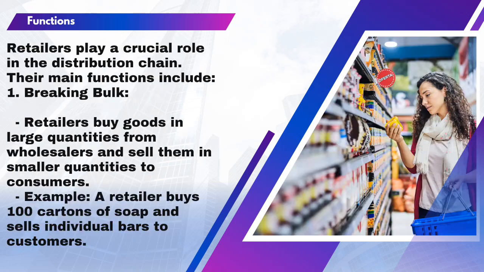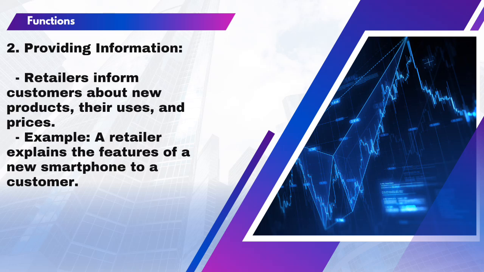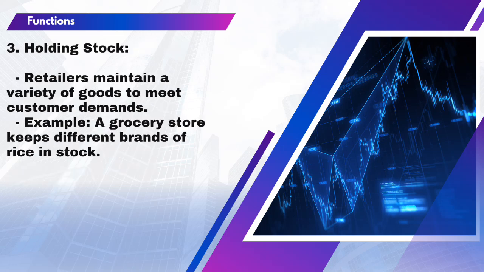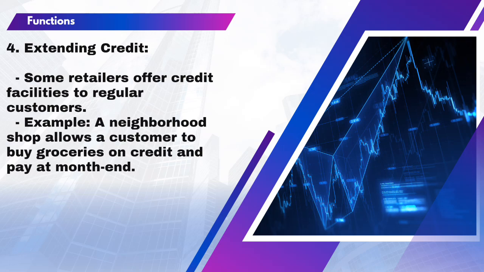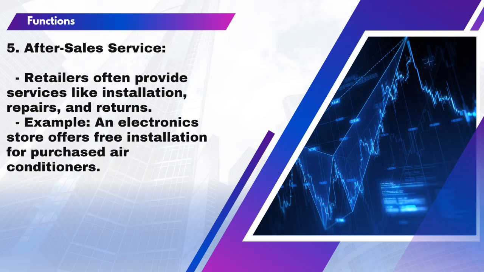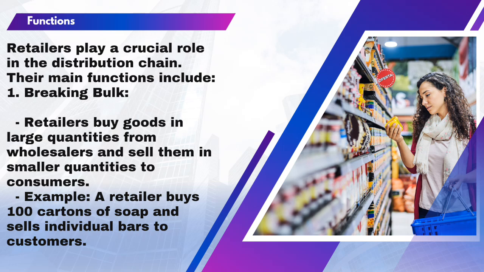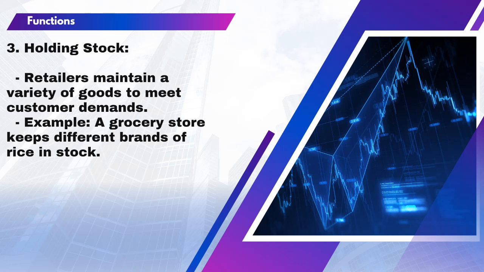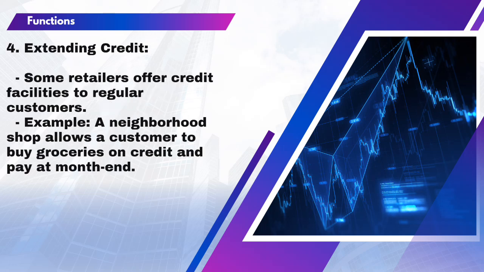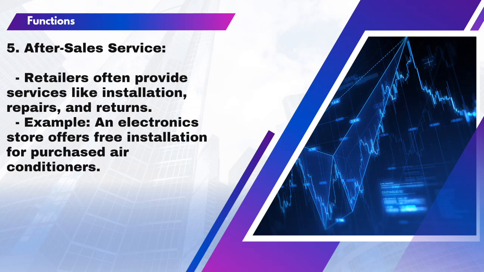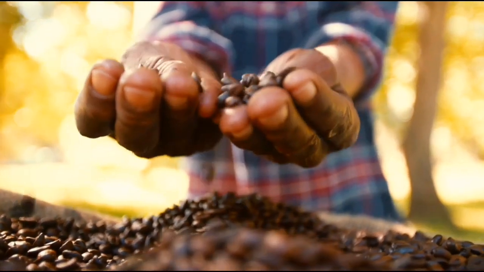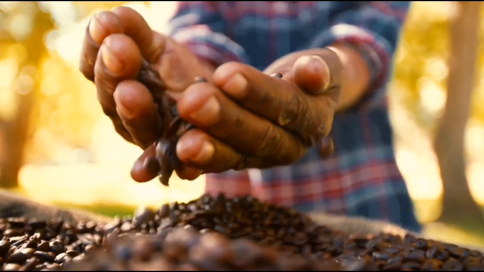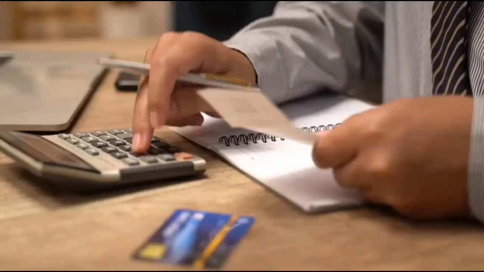Do you know that they also extend credit? Some retailers offer credit facilities to regular customers. Example, a neighborhood shop allows a customer to buy groceries on credit and pay at the end of the month. Do you know that they also offer after-sales service? Retailers often provide services like installation, repairs, and returns. Example, an electronics store that offers free installation for purchase of an air conditioner. Or you can also talk about products like Samsung or Infinix phones, where you can go back when you have issues with your devices.